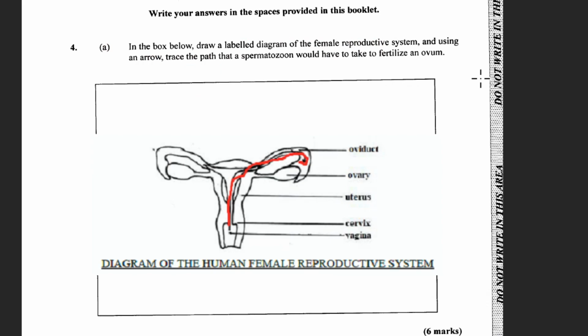Okay, here we have June 2016, question 4. In the box below, draw a labeled diagram of the female reproductive system and, using an arrow, trace the path that spermatozoa, that's a sperm cell, would have to take to fertilize an ovum.